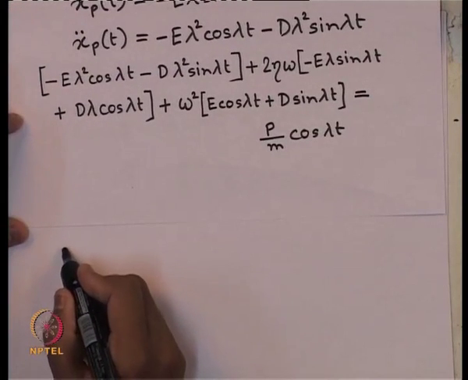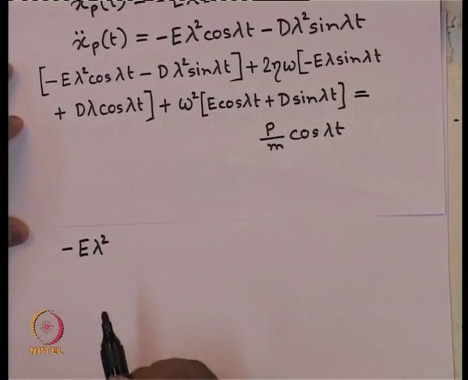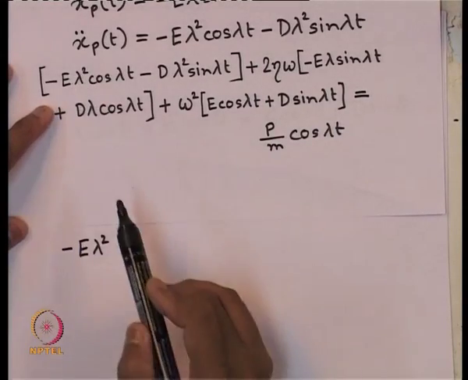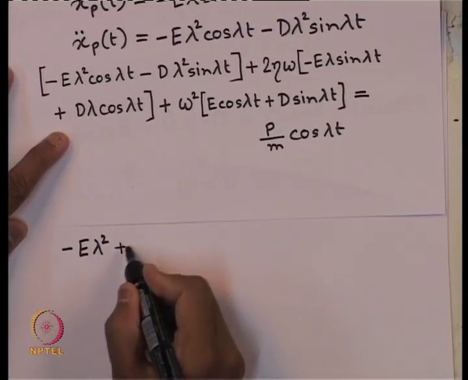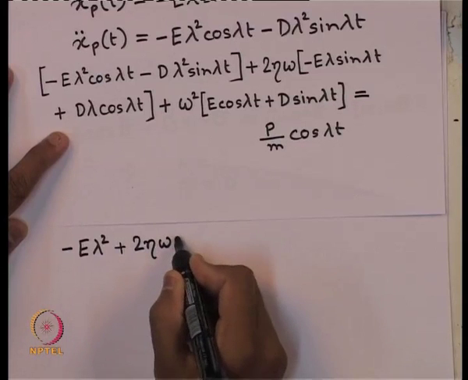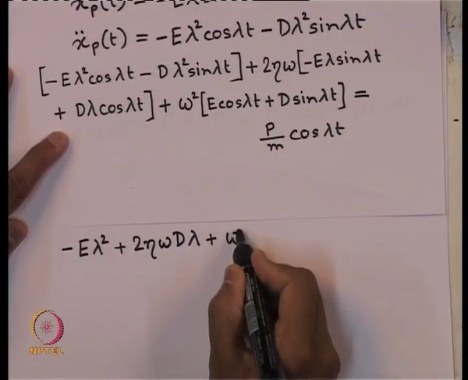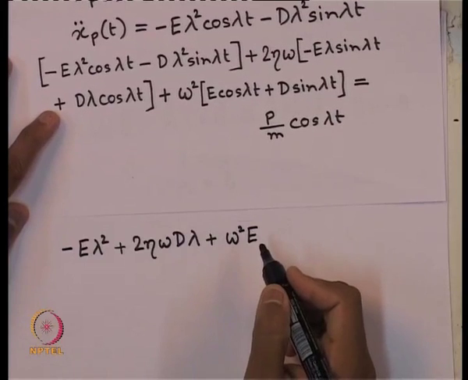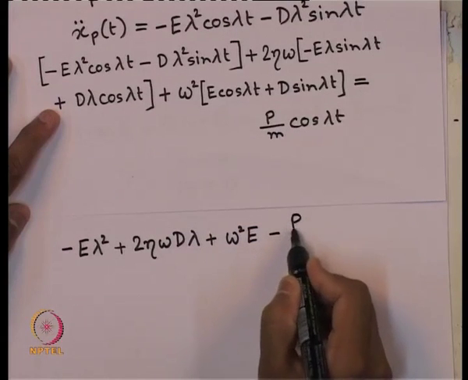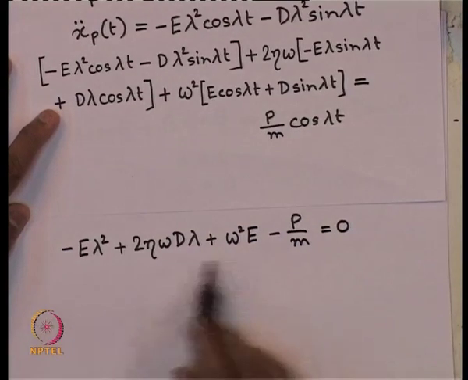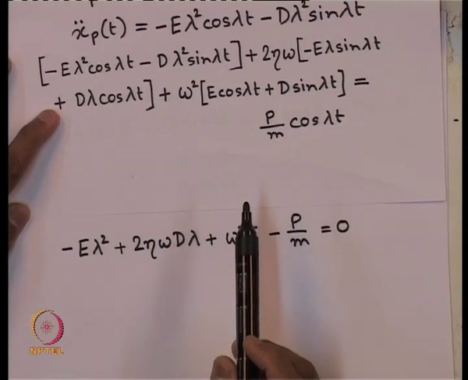I am taking out the cosine terms first. So, minus E lambda square, plus 2 eta omega d lambda, and this is another cosine term, plus omega square E, and the right hand side term is P by m. So, minus P by m equals 0. So, this we got by equating the terms involved with cosine function.